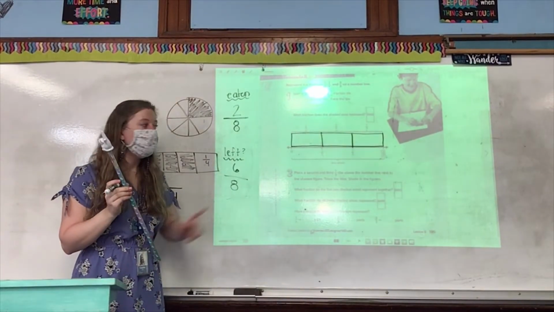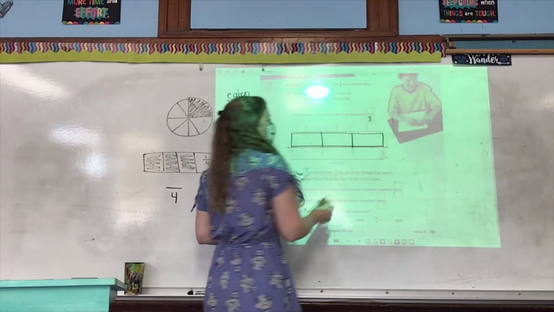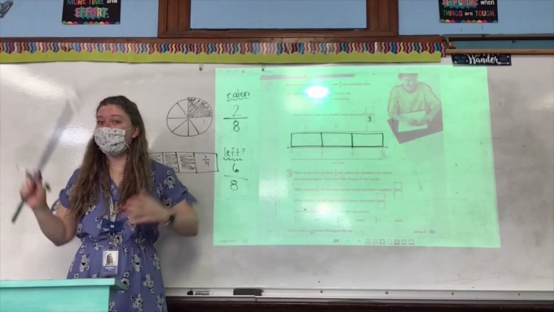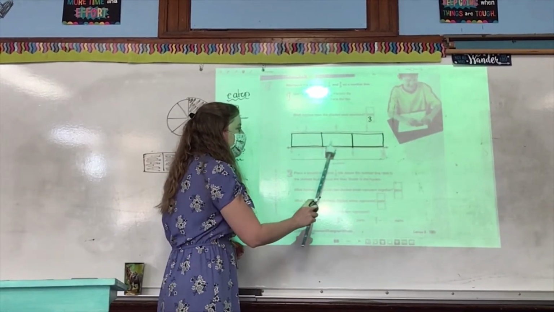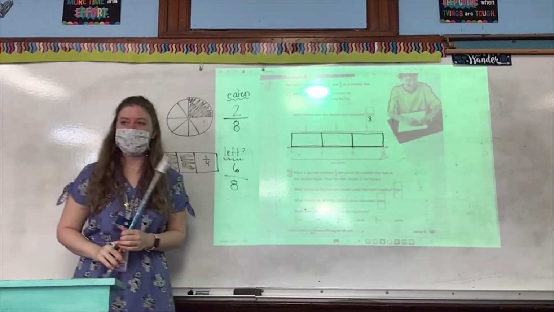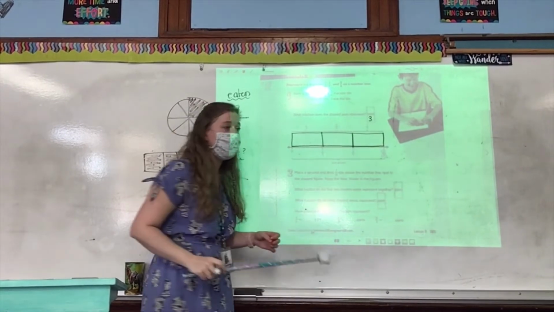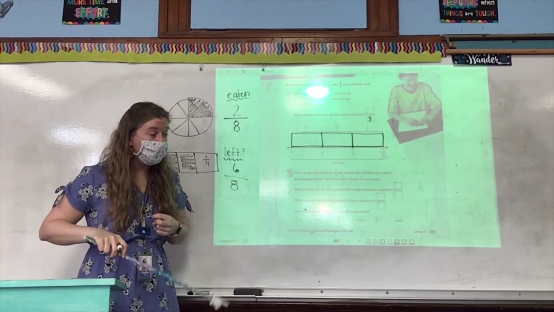Class? 3. So I have my fraction tiles. Remember, the number on the bottom is how many pieces are in the whole. So in our whole fraction bar, there are 1, 2, 3 fraction tiles. So my whole fraction bar is broken into 3 tiles. So my denominator, the number down below, is 3.